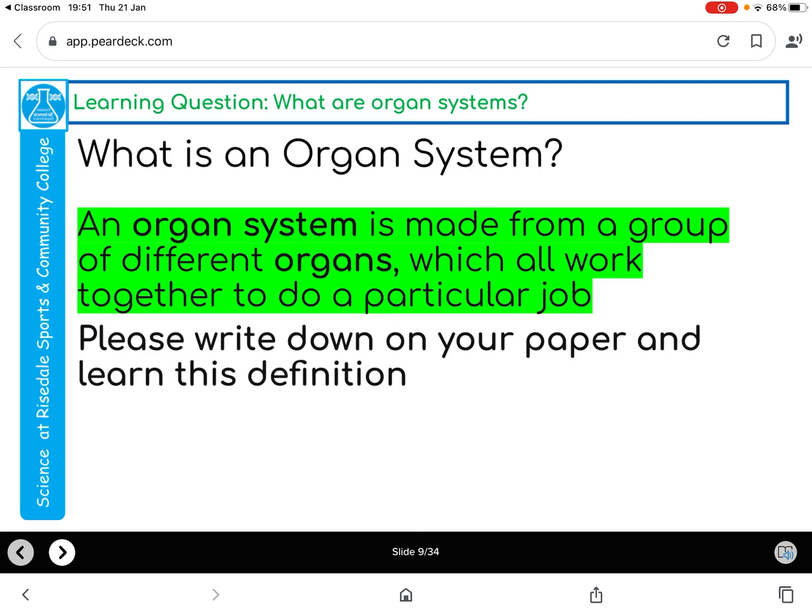You were asked on your piece of paper, so we've asked you as this whole topic's gone along to keep notes on some paper. So hopefully you are just adding to them each time, and then when you come back to school you can put them into your book. But today's definition was: an organ system is made from a group of different organs which all work together to do a particular job.